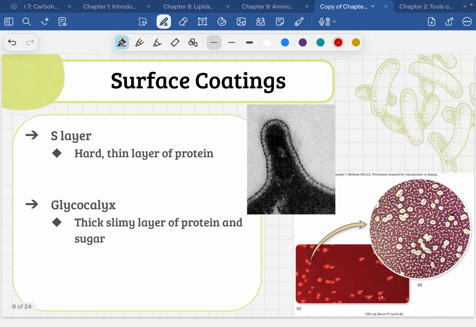Okay. Our next ones are surface coatings. So surface coatings, we have two different major types.